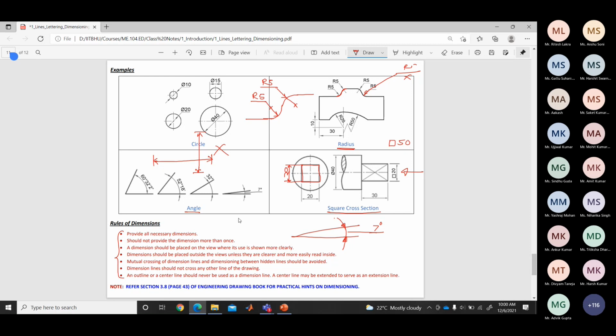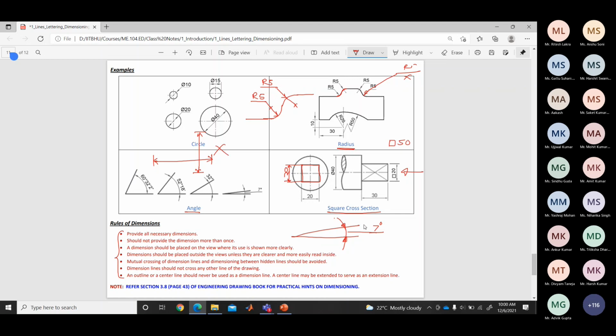So we place the dimensions outside of the drawing. If we have sufficient space inside the drawing, then we can go only for this one. Otherwise, always try to put the dimension outside the drawing.